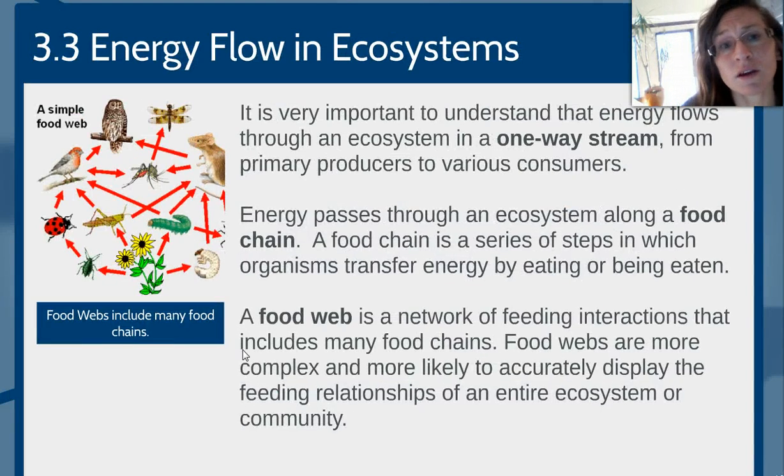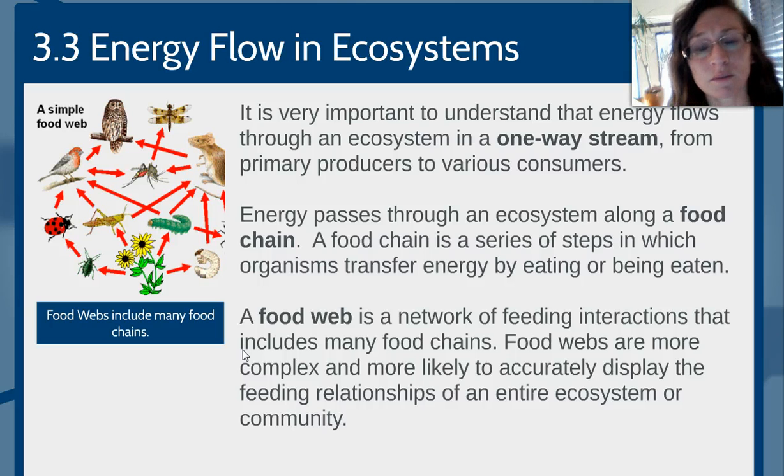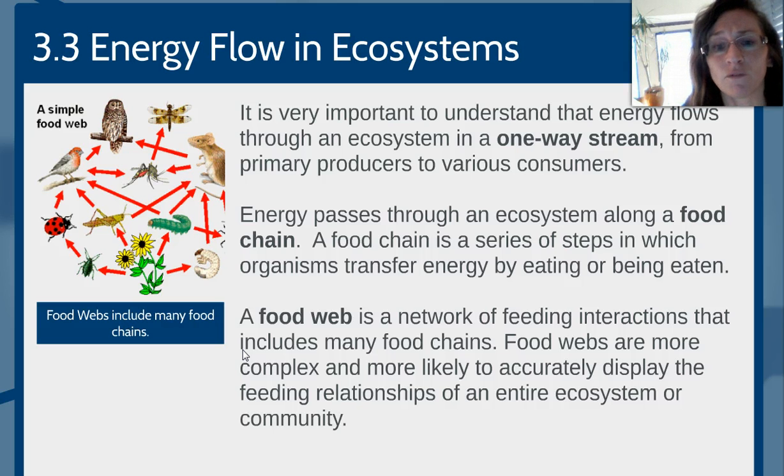Okay, 3.3. So section 3 of chapter 3 talks about energy flow in ecosystems. It's very important to understand that energy flows through an ecosystem in a one-way stream. And that's from primary producers that capture that energy from sunlight to the various consumers that take that energy in or ingest that food. So energy passes through an ecosystem along a food chain. A food chain is just a series of steps in which organisms transfer energy by eating or being eaten.